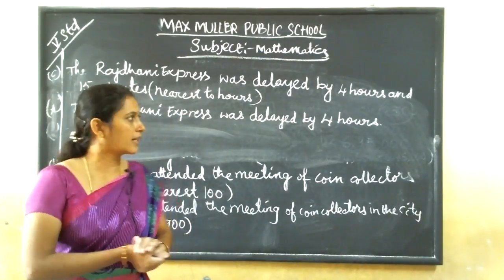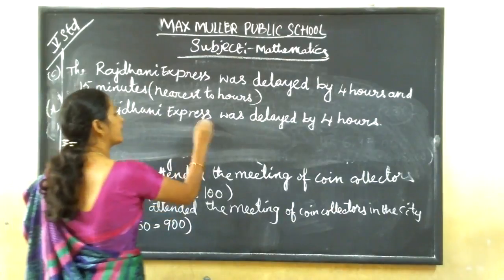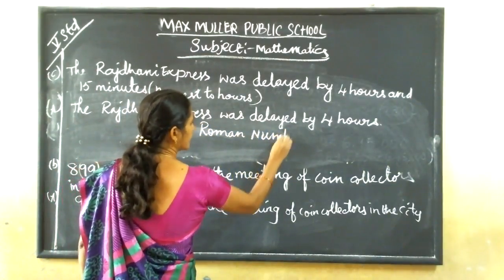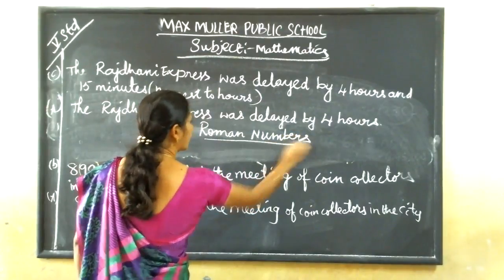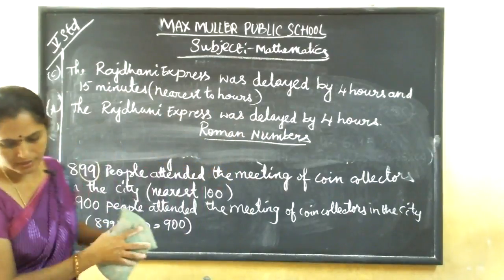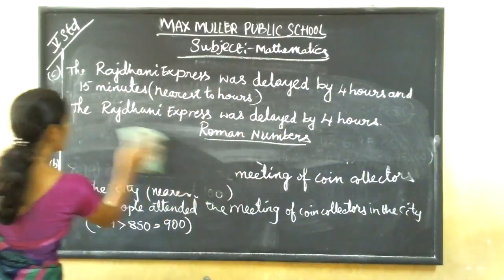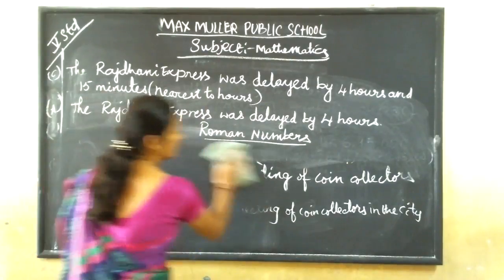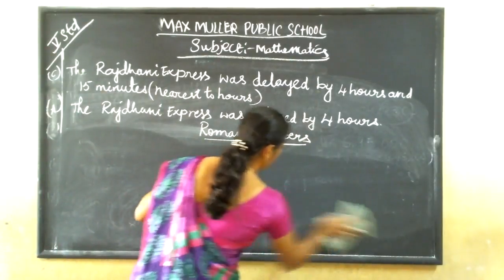Then we'll go for the next topic, which is Roman numbers. What is the next topic? Roman numbers. What are Roman numbers? I explained this in the previous course also. Once again, we'll take Roman numbers, the basic things. Today we'll learn the basic things. In the next class, we'll go for the exercise.